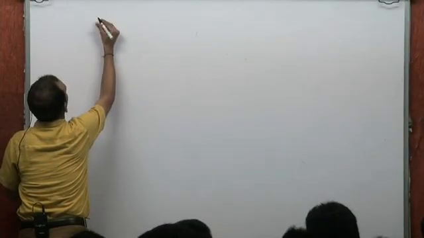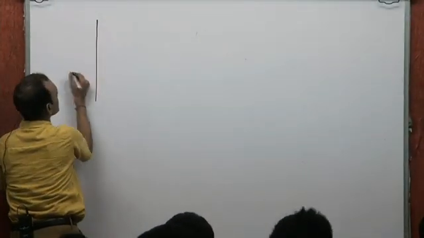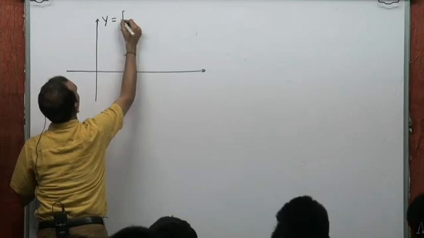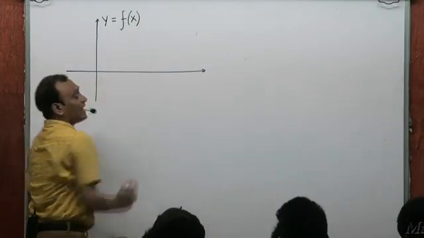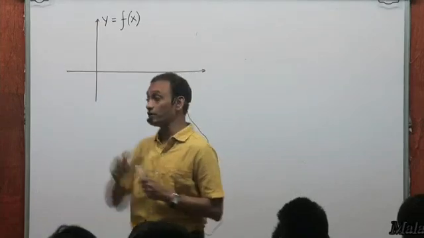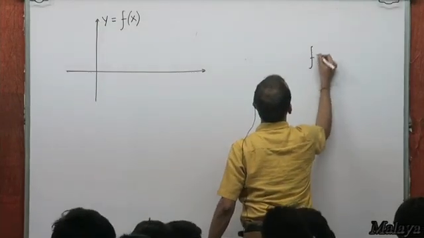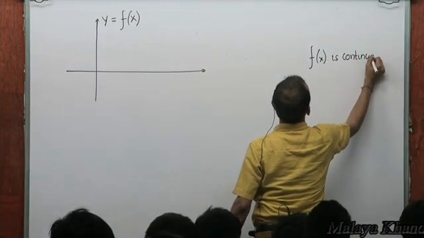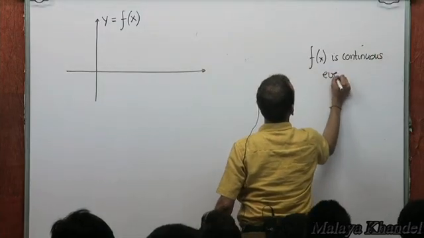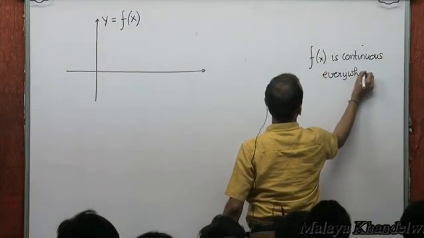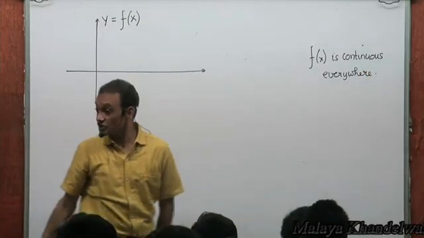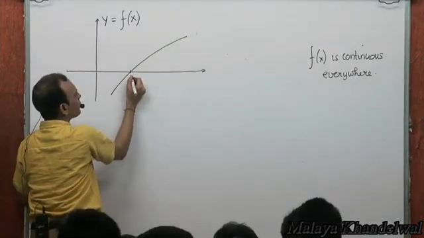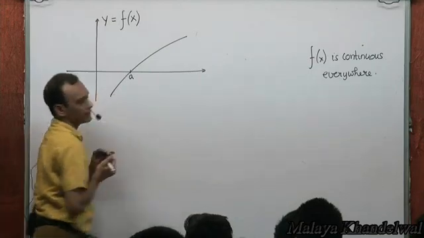If I have a function y equal to f(x), and f(x) is continuous everywhere. Say in its domain, there is a point x equal to a where the function changes sign.